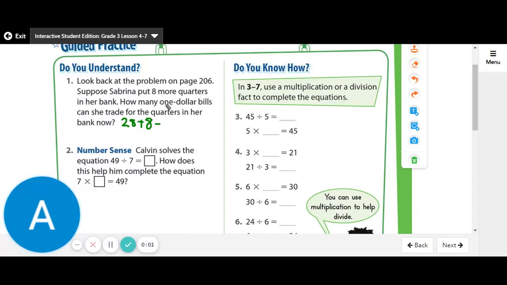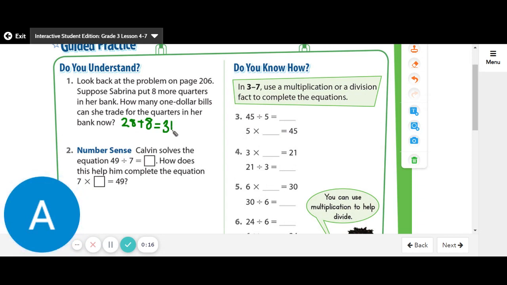Look at our first problem. We'll do a few more together before you have a chance to try by yourself. Look back at the problem on page 206. Suppose Sabrina had 8 more quarters in her bank. So remember, we started with 28, so we want to do 28 plus 8, which would give us 36.